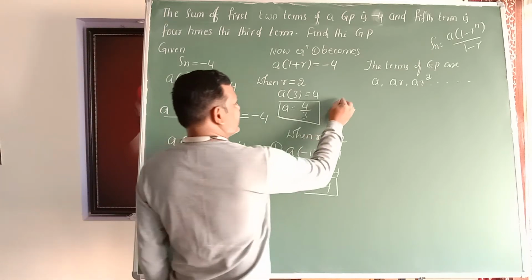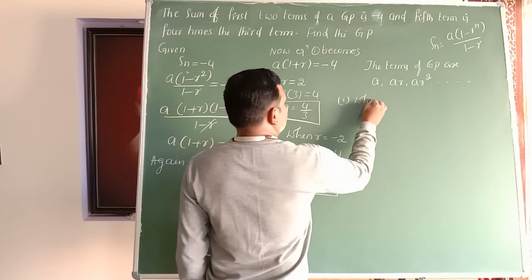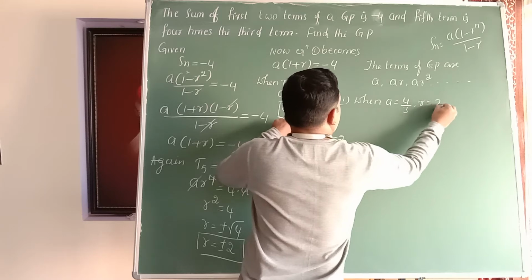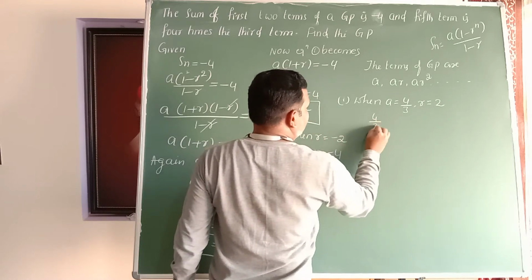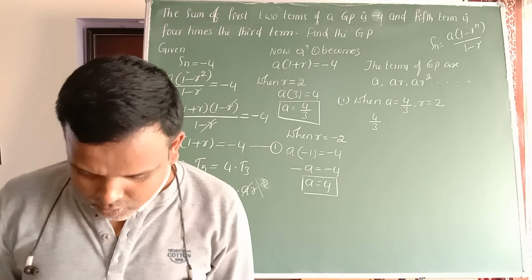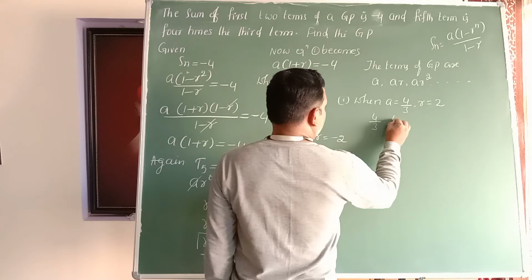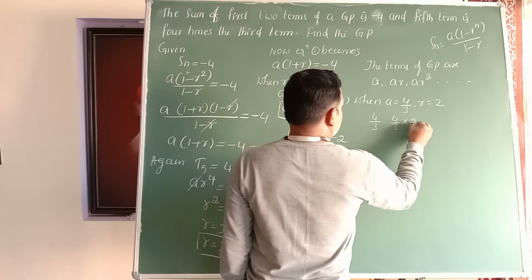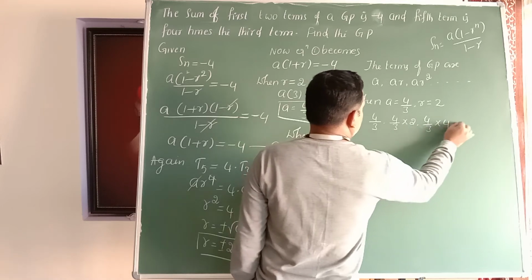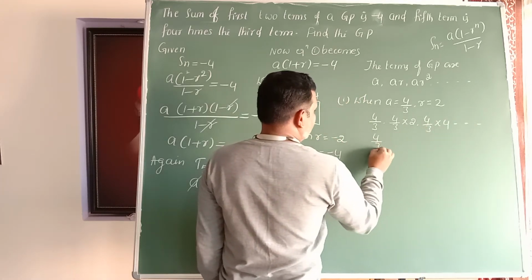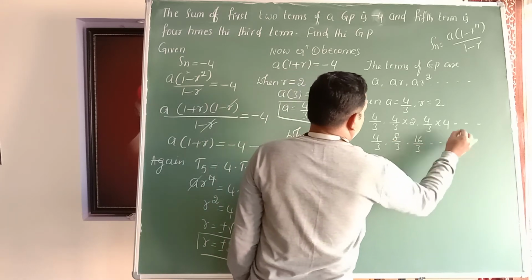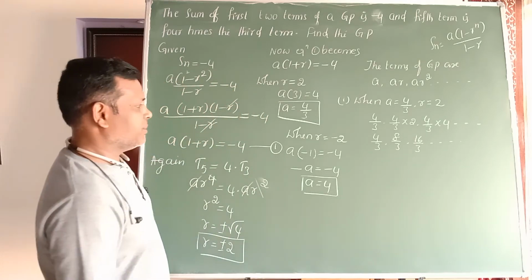First case: when a is equal to 4 by 3 and r is equal to plus 2, substitute here. So 4 by 3, comma, ar. What is ar? ar is nothing but 4 by 3 into 2, next is ar square, so 4 by 3 into 2 square, which is 4. So this becomes 4 by 3, comma 8 by 3, comma 16 by 3. This is one geometric progression.